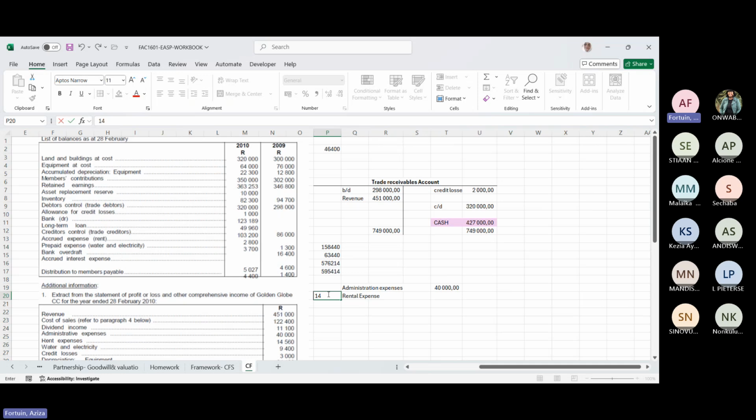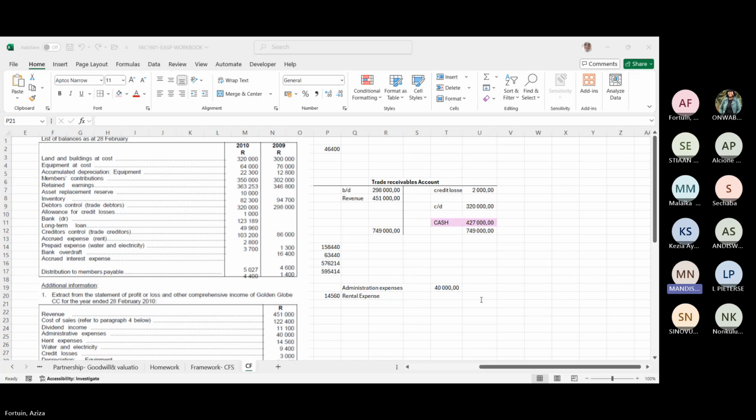Anybody got another number? Anybody got the same number? I can't talk to myself. Me and Mandisa can't be talking to ourselves. Are you asking for the correct number, or the one in the additional information? I'm asking the correct number, of the rent expense. Yes, you gave me 14,000. I'm asking somebody else: do they have a different number?